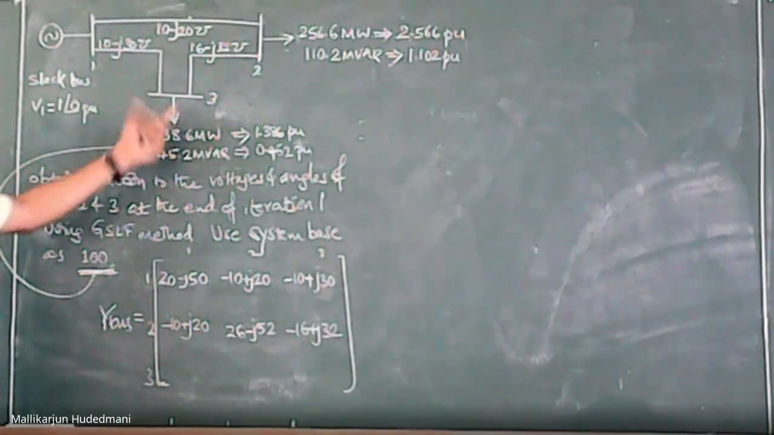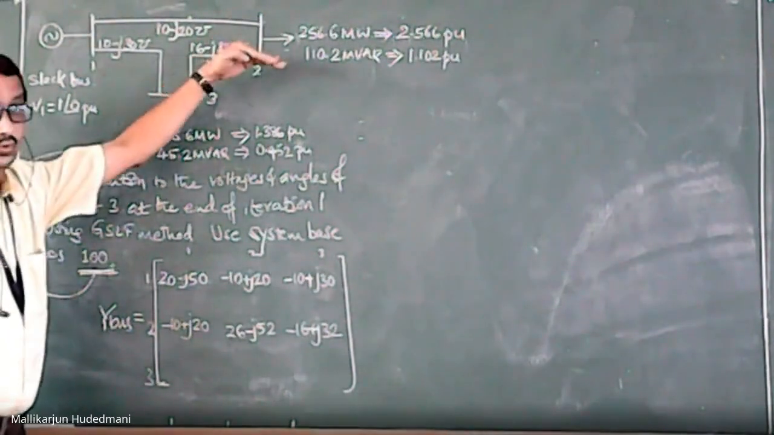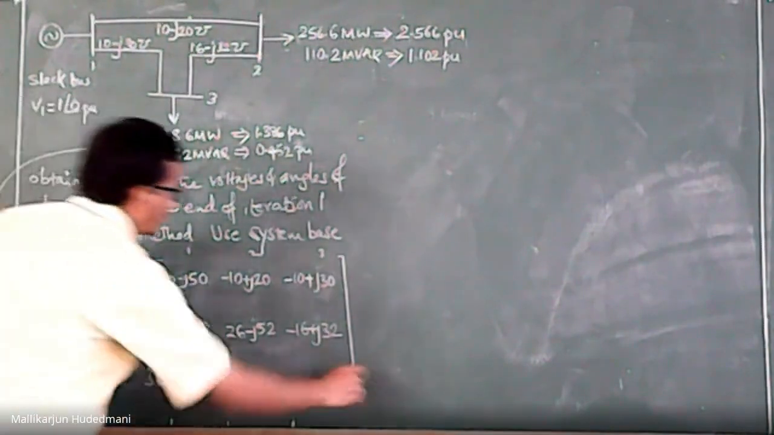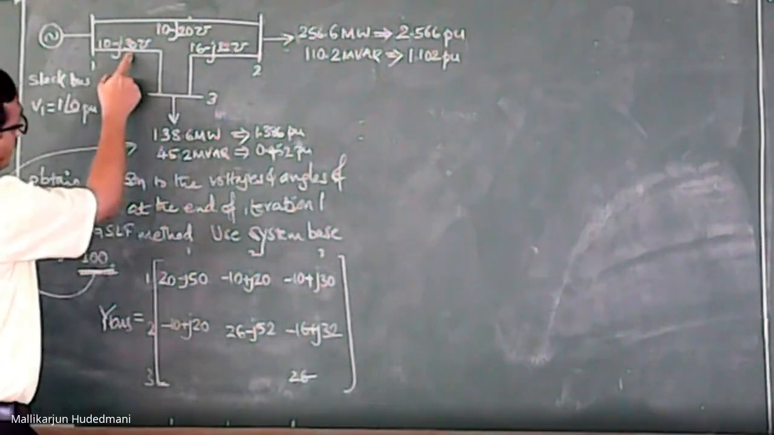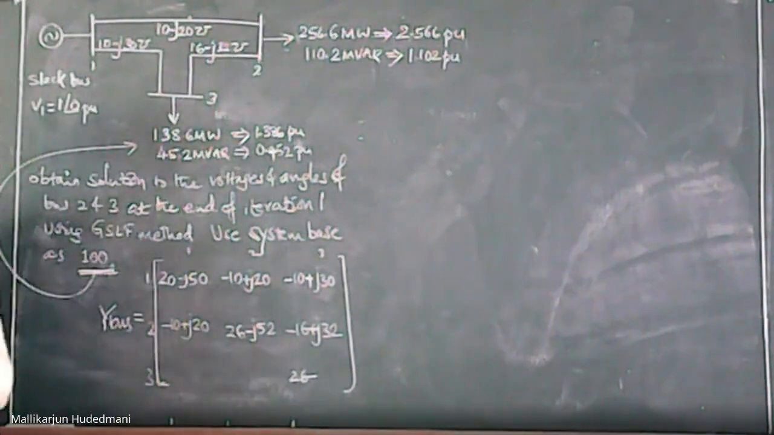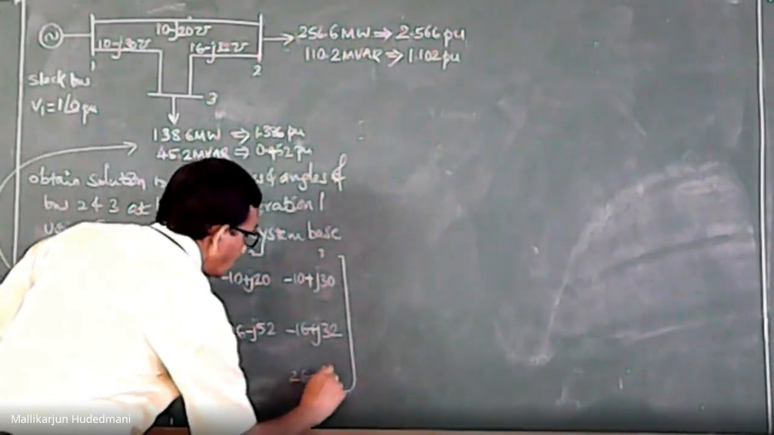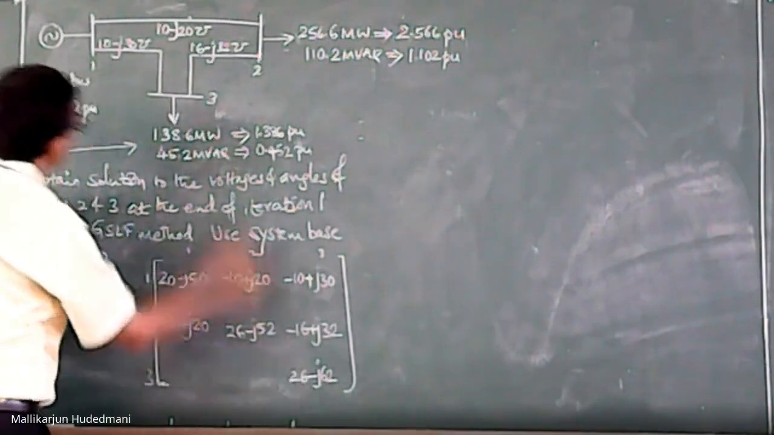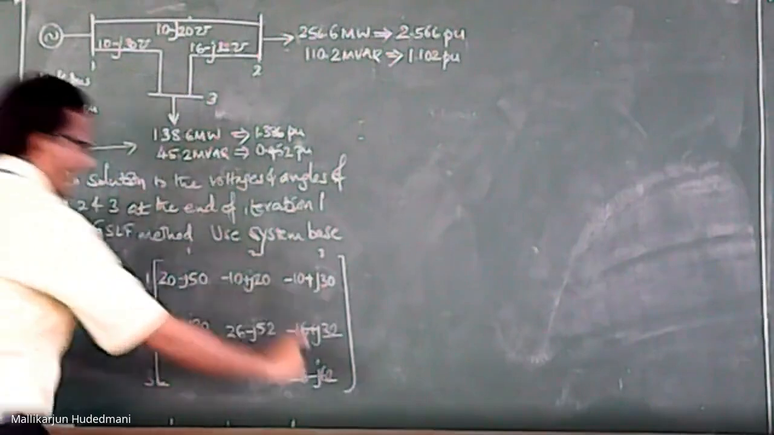At bus 3, how many lines do I have? 2. 3 to 1, 3 to 2. So 2 lines. 10, 16, 26. 3 cross 3, I write here. 26, minus j 30 and 32. What is this? 30 and 32. Am I right over here? 30 and 32. It is 62. J 62. It is 10 and 16, 26. 30 and 32, 62. Which is the 3 cross 3 diagonal element.